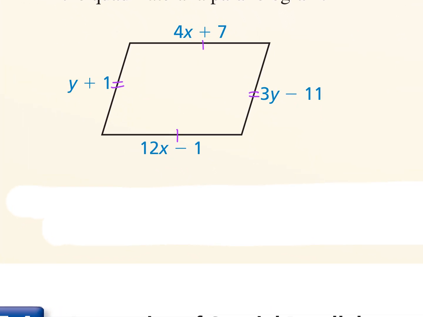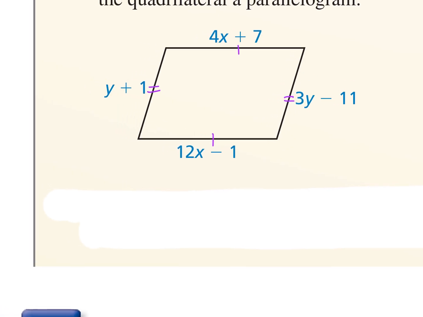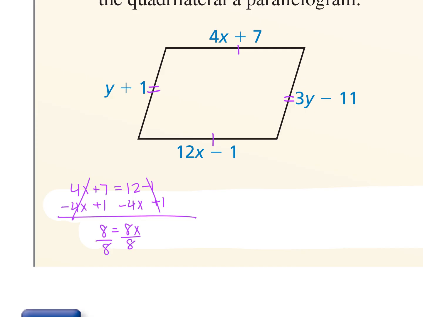So I'm going to have, we'll do x first. I have 4x minus 7 equals, or plus 7, sorry, 12 minus 1. I'm going to go ahead and subtract 4x from both sides. And I'm going to add 1 to both sides. So I'm going to have 8 equals 8x, divide by 8. X equals 1.